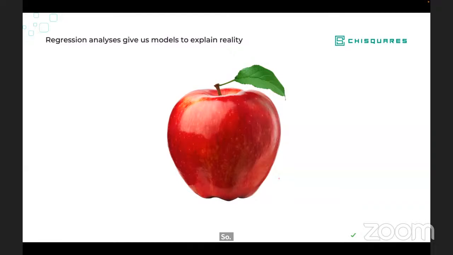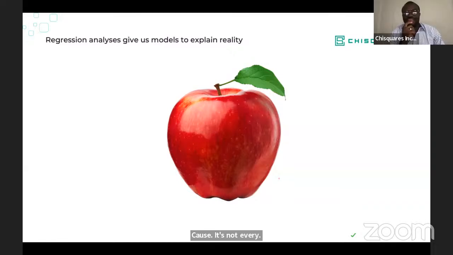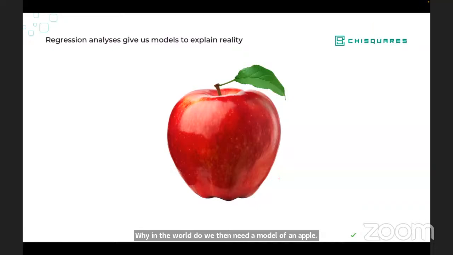You can't smell it. So if we cannot eat it, if we cannot taste it, if we cannot hold it in our hands, then of what use is it? Why do we need a model if we cannot do all of those things we mentioned? Why in the world do we then need a model of an apple? Who can think of a reason? To help us understand what an apple is. Explain probably how a real apple looks. To give us an idea of how the reality is.